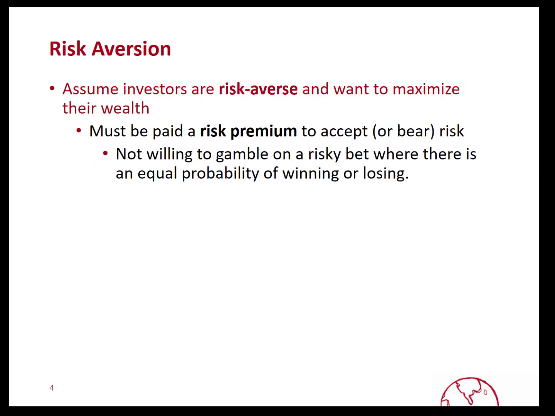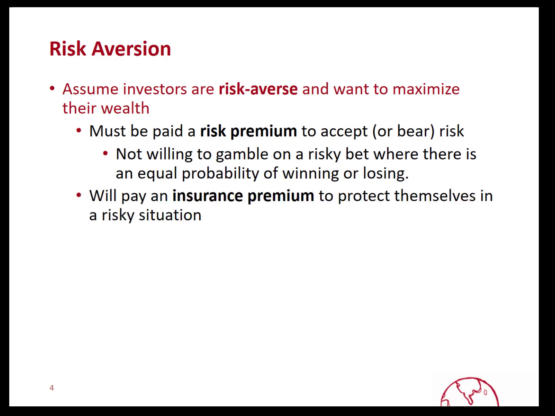So we assume that investors are risk averse and they want to maximize their wealth. Now, what do we mean by risk averse? Well, they don't like to take risks, and so they need to be paid a premium in order to bear a risk. A more extreme form of risk aversion is that even if there's an equal probability of winning or losing in a bet, they're not willing to take that gamble because they just don't like the downside. And some people clearly don't like to take risk, which is why you see such a large market for insurance, whether it's car insurance, life insurance, or other forms. So think of a risk premium as an insurance premium that needs to be paid for taking a risk.